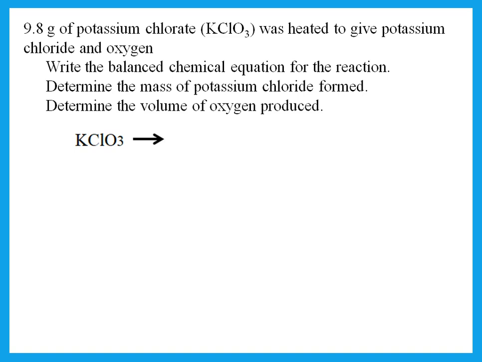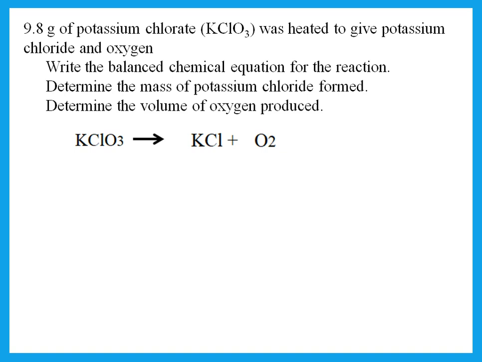Now, how do I write the formula of potassium chloride? Potassium chloride, potassium valency 1, chlorine valency 1. So this is potassium chloride plus oxygen. I'm reminding you again that oxygen is diatomic. That means I write it O2. Then you have to balance.